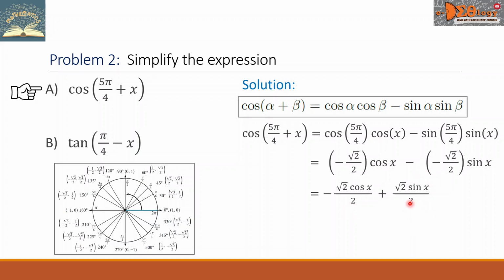We can simplify this expression. We can factor out the square root of 2 over 2. Then we write sine x first minus the cosine x.